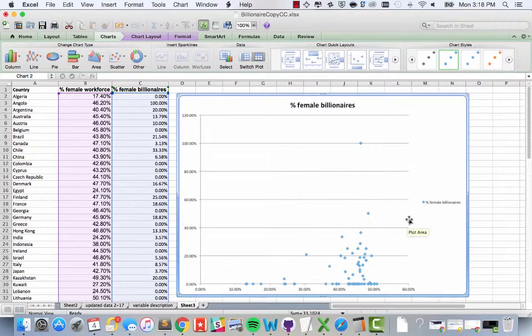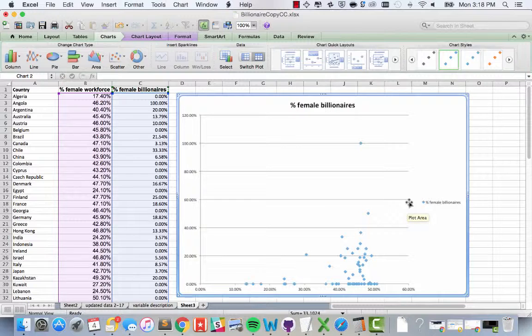Now, I should say that just because it's going up and there does seem to be a slight trend, that doesn't mean that one is causing the other. So it doesn't mean that because there are a higher percentage of females in the workforce that makes more billionaires. We just know that there's some sort of relationship here.